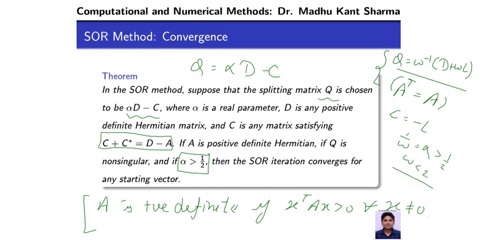Okay, so if you want to relate from the previous lecture, here you can choose any value of W between 0 to 2.